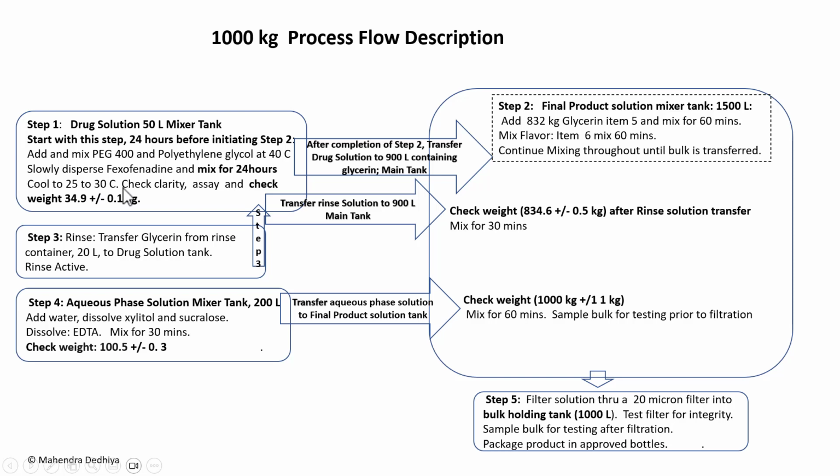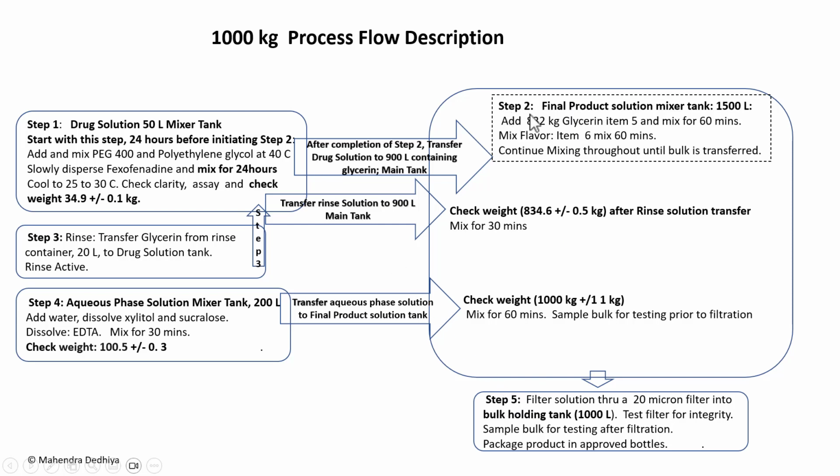At this point, in-process checks will be clarity, assay, and weight control. Step 2 is in the final product solution mixer tank, which is to be 1500 liters. Add 832 kilo of glycerin, item 5. Mix for 60 minutes. Add flavor, item number 6, and mix for 60 minutes. And we continue mixing until the bulk is transferred. So this mixing will continue all the way until it is transferred into a storage tank.